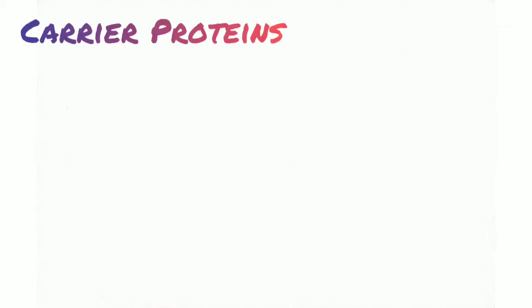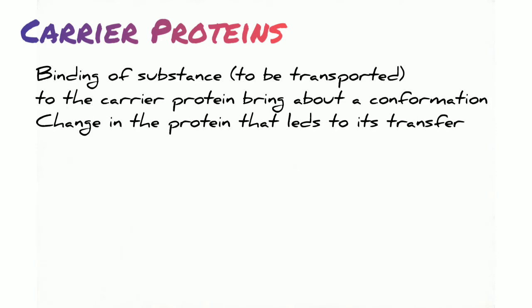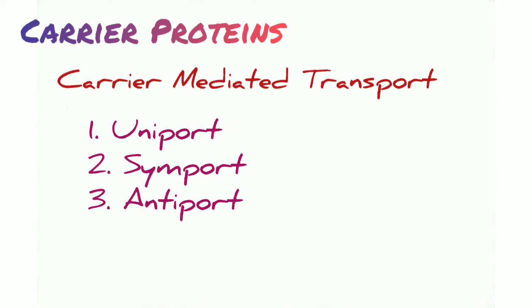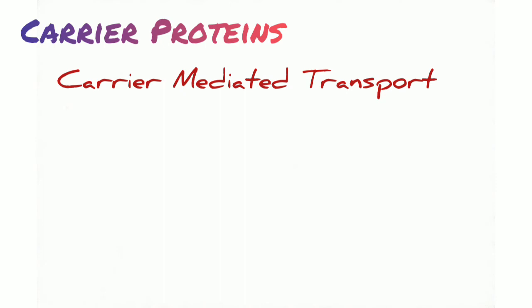The second type of transport protein is the carrier protein. The binding of substances that need to be transported to the carrier protein brings about a conformational change in the carrier protein, causing movement of the substance from one side to the other side of the membrane. Carrier mediated transport is of the following types: first, uniport; second, symport; third, antiport.